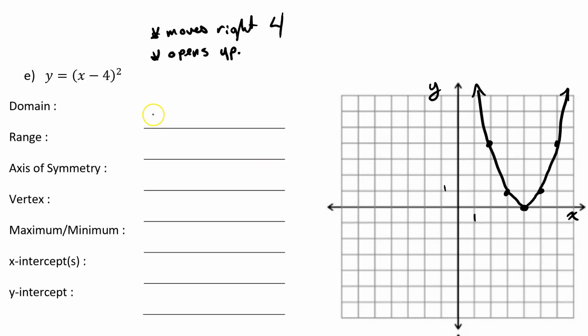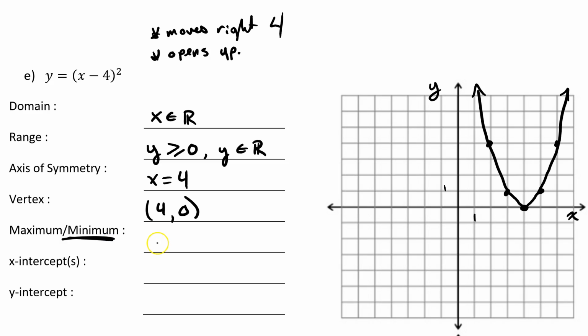So the domain is going to be X is an element of the reals, Y is greater than or equal to 0, comma, Y is also an element of the reals. The axis of symmetry is going to be at X equals 4, and the vertex is going to be at 4, comma, 0. We again have a minimum, and the minimum occurs at Y equals 0. The x-intercepts, there's only one of them, and it occurs at 4, comma, 0. Or you can say x equals 4, it doesn't matter to me.